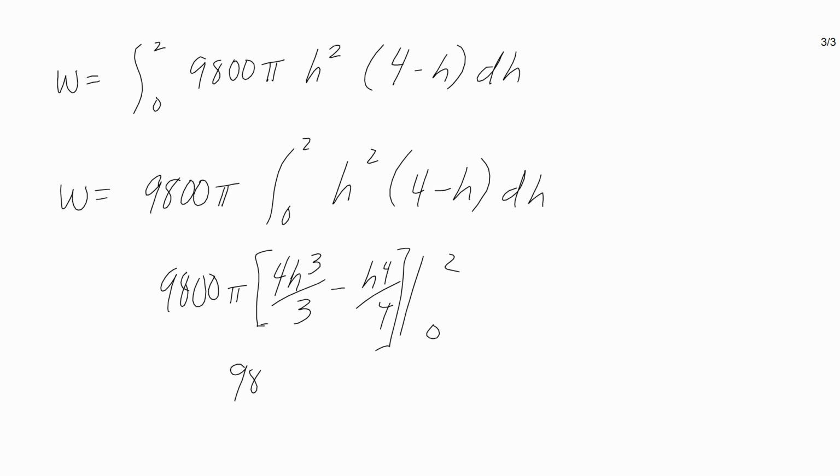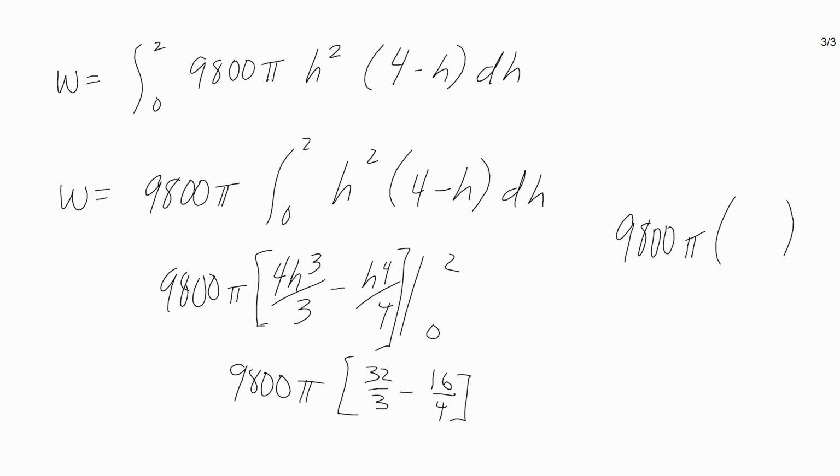The 9,800 pi times 8 times 4, what does that come out to be? 8 times 4 is 32 thirds. Minus 2 to the fourth is going to be 16 over 4, which is 4. Somebody work that out right quick. What do you get? So I'll have the inside. It's 9,800 pi times what? That don't seem right because we're coming out with more work. Make sure I haven't left anything out, please.